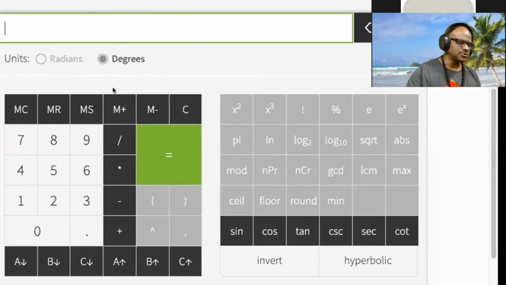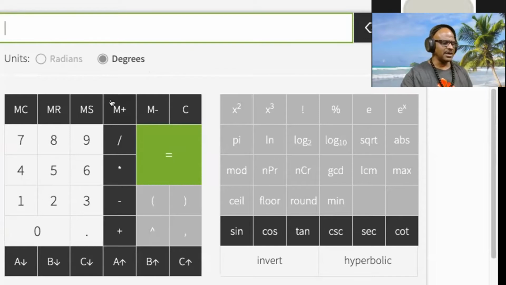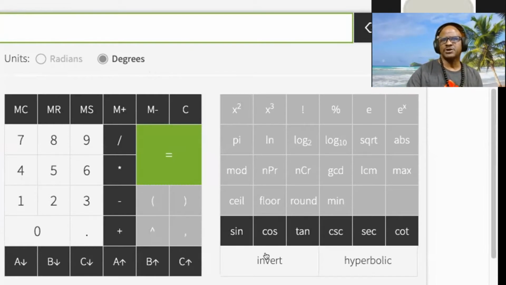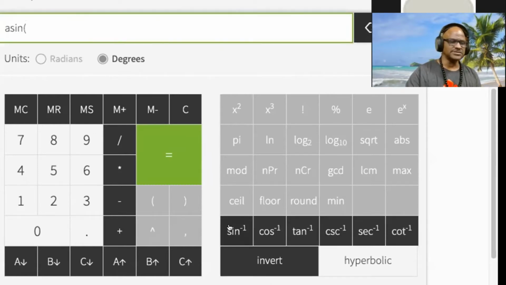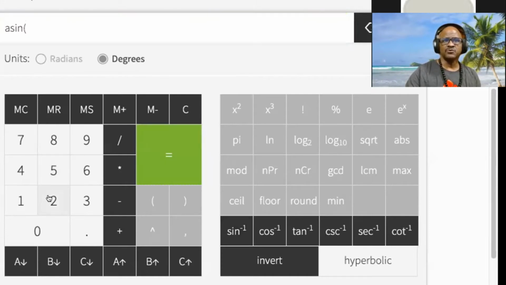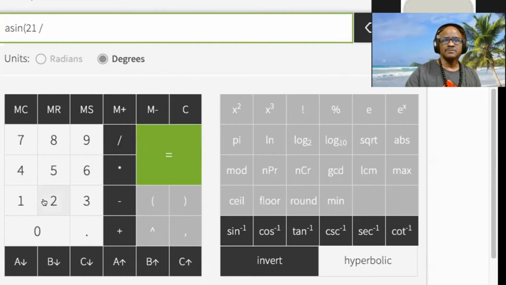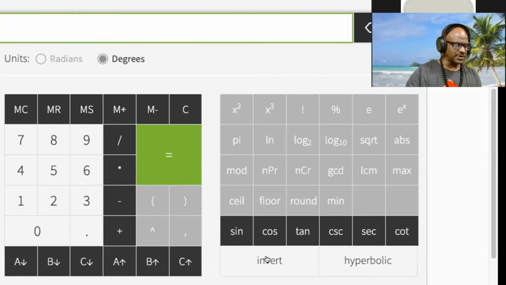Since we're going to do sine inverse, on the calculator we want to change sine, cosine, and tangent to their inverse. So we push invert, and then we do sine. As we saw, the first one was sine of 21 over 29. So we enter 21 divided by 29, close the parentheses, and push equals. In these particular challenges, they're asking you to round to the nearest degree. So rounding this to the nearest degree, it's going to be 46.